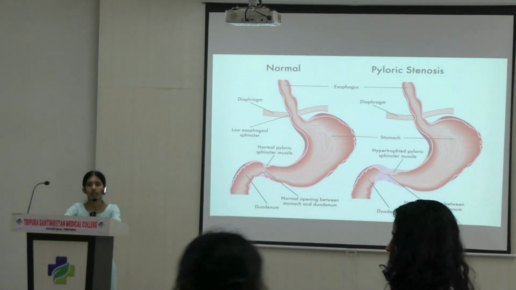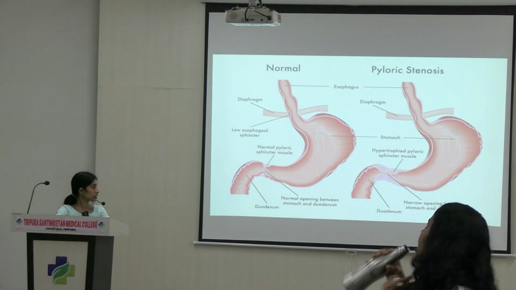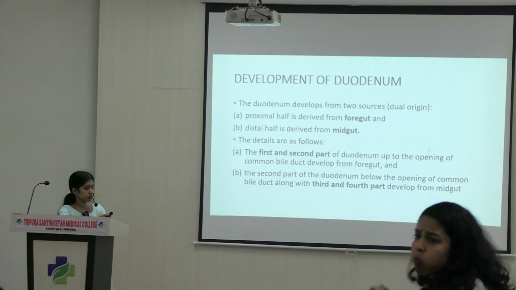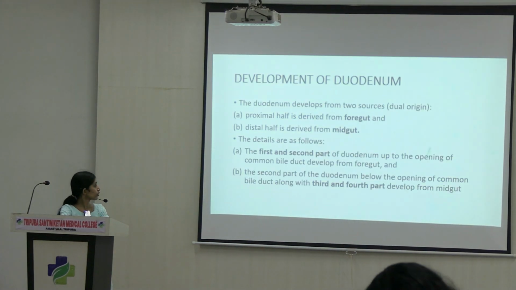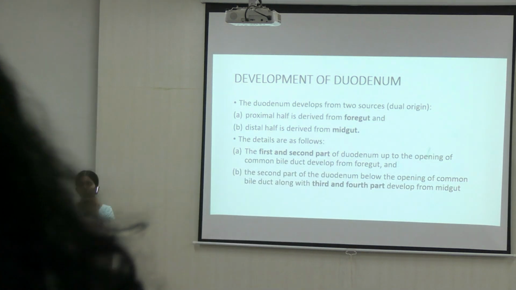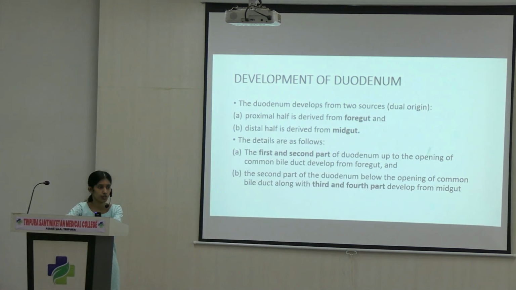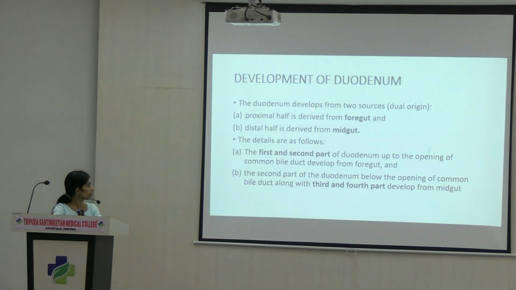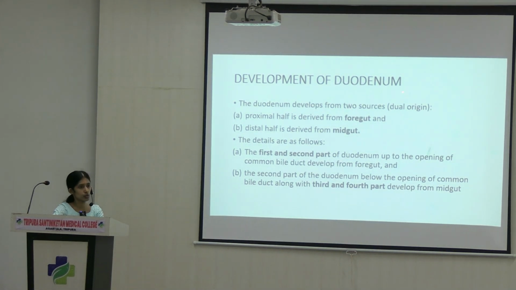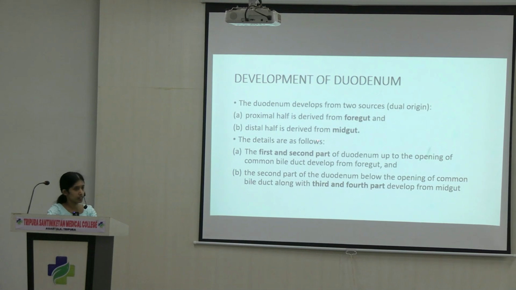Next we will see the development of duodenum. As I already mentioned, your duodenum is going to develop from both foregut and midgut region. Okay, the duodenum develops from two sources, that is dual origin. Proximal half is derived from foregut and distal half is derived from the midgut. The details are as follows.